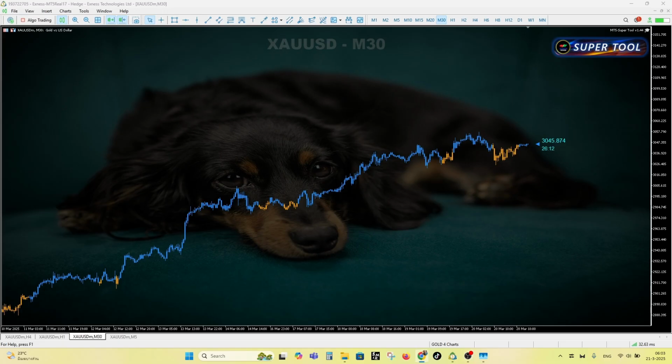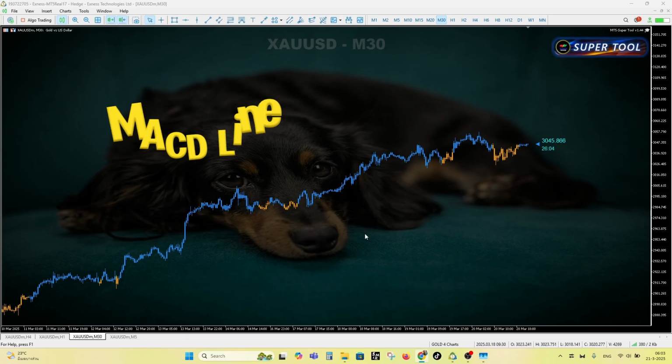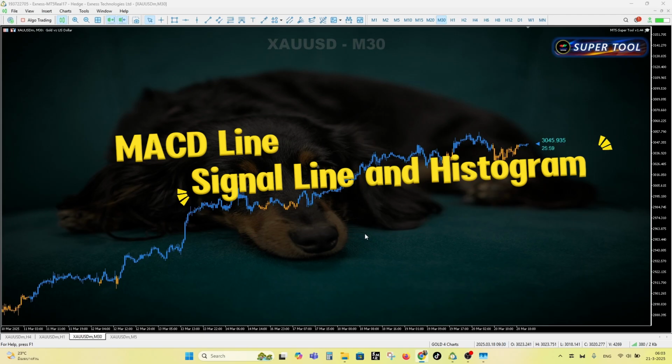Today I'll explain what the MACD indicator is, how to use it, and a simpler way to view and use the MACD indicator. Okay, let's begin. The MACD comprises three components: the MACD line, the signal line, and the histogram.